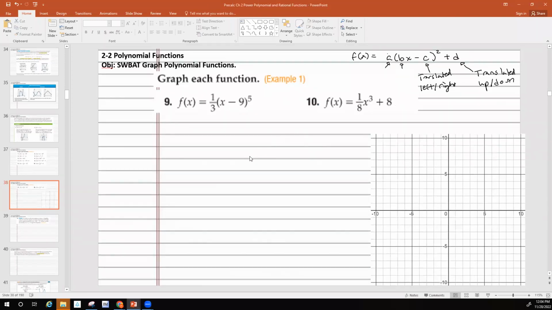I didn't want to do 10 just because it has this coefficient there for the x. So that coefficient is a vertical, because it's not inside the parentheses. It's a vertical shrink by a factor of 1/8.